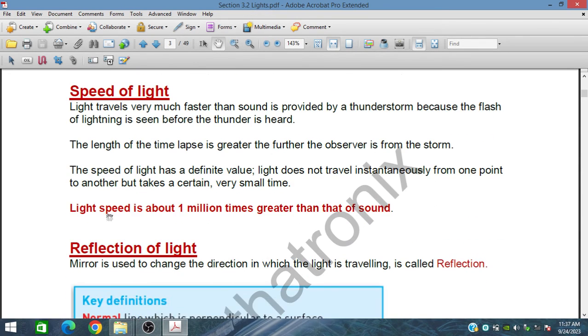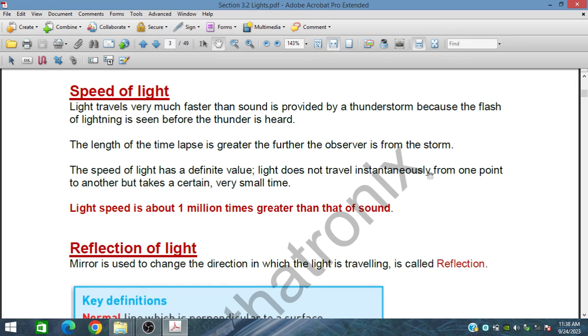Now the speed of light. Light travels very much faster than sound, as shown by a thunderstorm, because the flash of light is seen before the thunder is heard. So we see the flash first and hear the thunder later on. The length of the time lapse is greater the farther the observer is from the storm. The speed of light has a definite value.